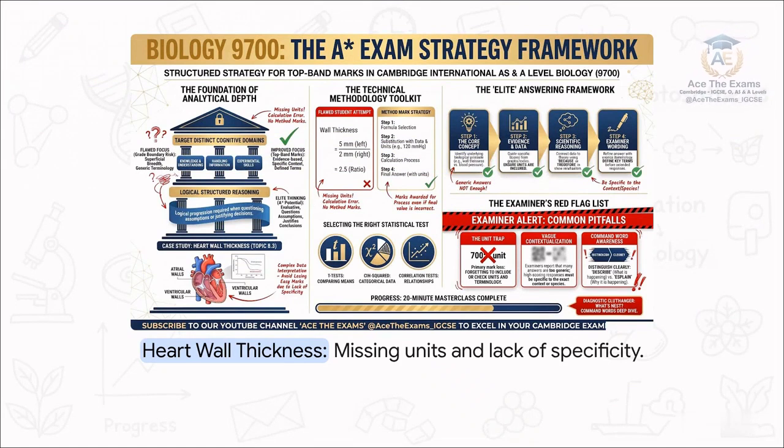If a student just slaps down a simple ratio of 2.5 but provides absolutely no units and shows zero methodology, they get zero method marks. It's brutal, but true. Top-band marks require targeted, logical reasoning applied specifically to the context. You need to be comparing atrial versus ventricular walls with exact evidence-based reasoning.